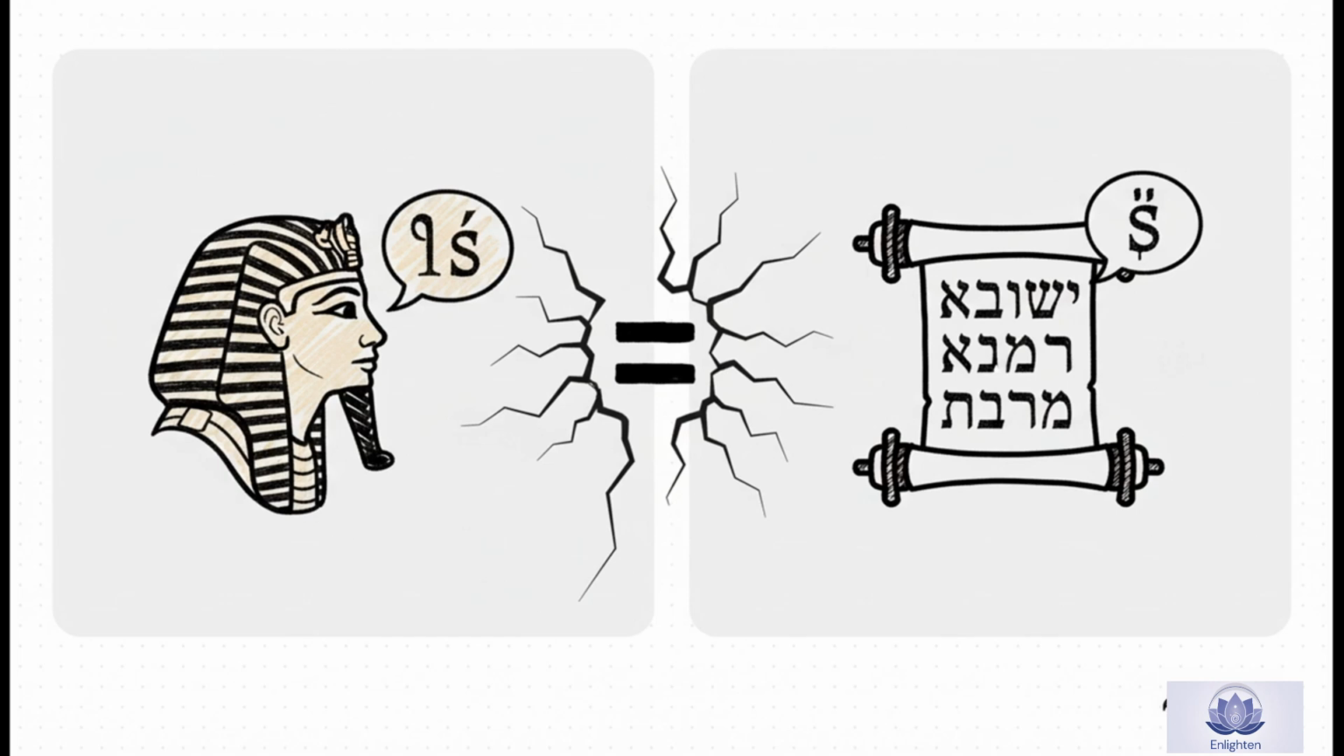And second, and this is the real deal breaker, the S sound is wrong. The Egyptian she sound doesn't normally translate into the Hebrew esh sound. So if the name really came from Egyptian, it should sound more like Moshe, not Moshe. Now that might seem like a tiny detail to us, but for a linguist, that's a giant red flag.